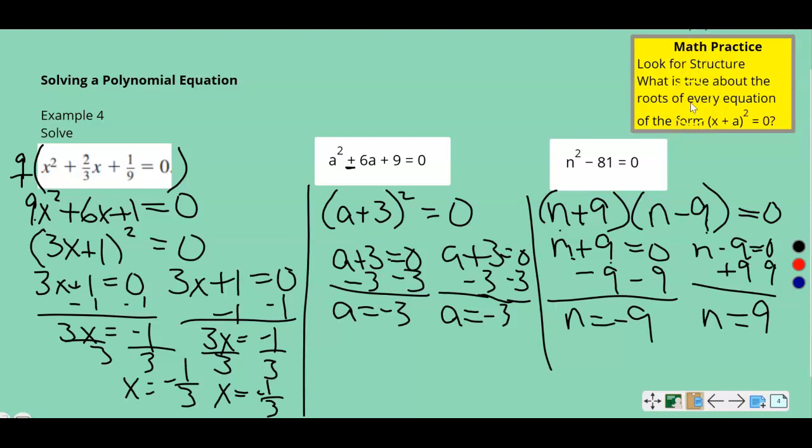All right, so math practice, look for structure. What is true about the roots of every equation? Remember, a root is just the answer. So n equals negative 9 would be a root. N equals 9 would be a root of this equation. All right, so what's true about x plus a quantity squared equals 0? Well, we can look at the previous examples and you can see that you're going to have a multiple root at any time you have a binomial squared. It's going to have a multiple root.